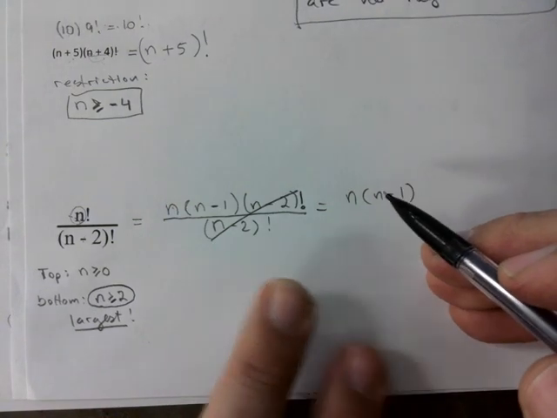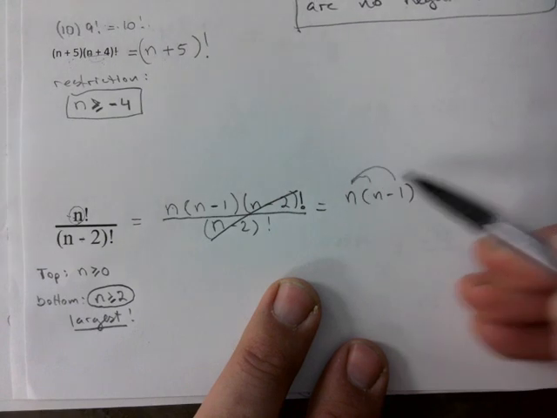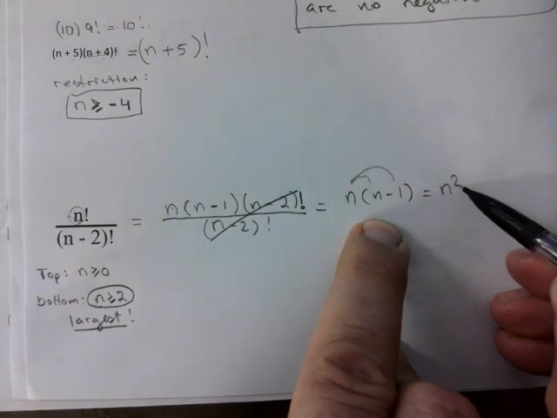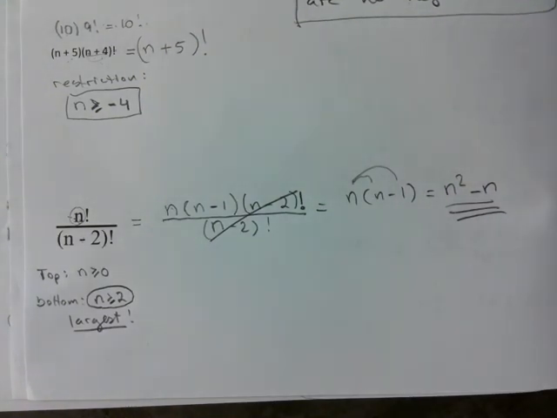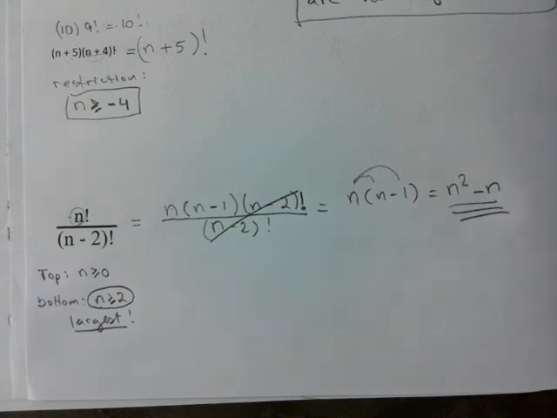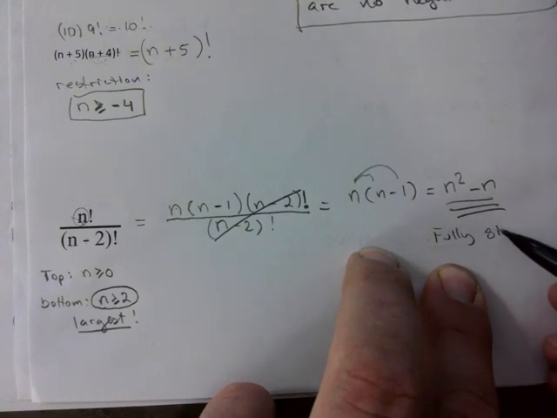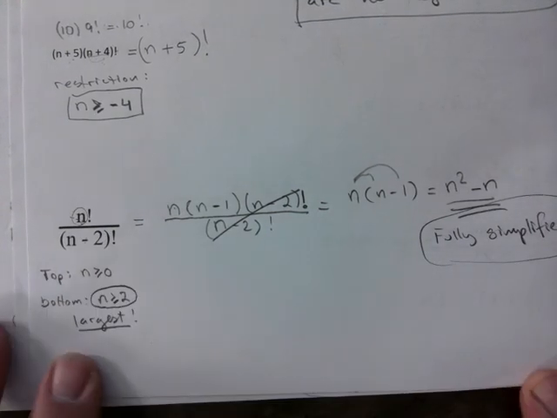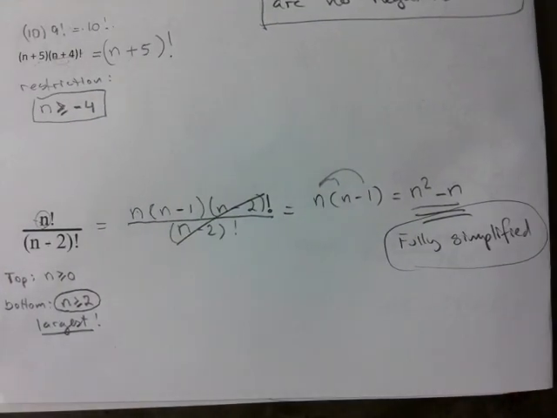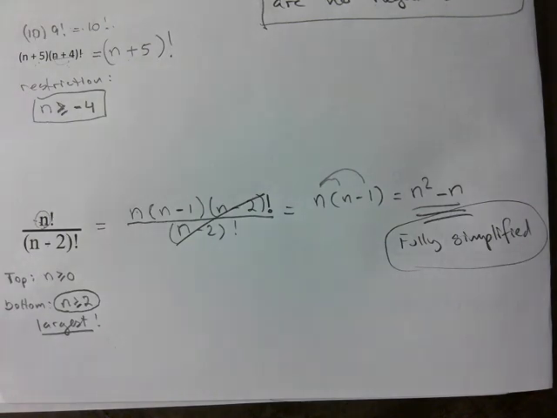And so, you remember expanding? We did a little bit of it in grade 11 applied. So you just distribute. So that'd be n squared minus n. That would be considered a fully simplified expression. There you go. So I start with my restrictions first, then I worry about the rest.